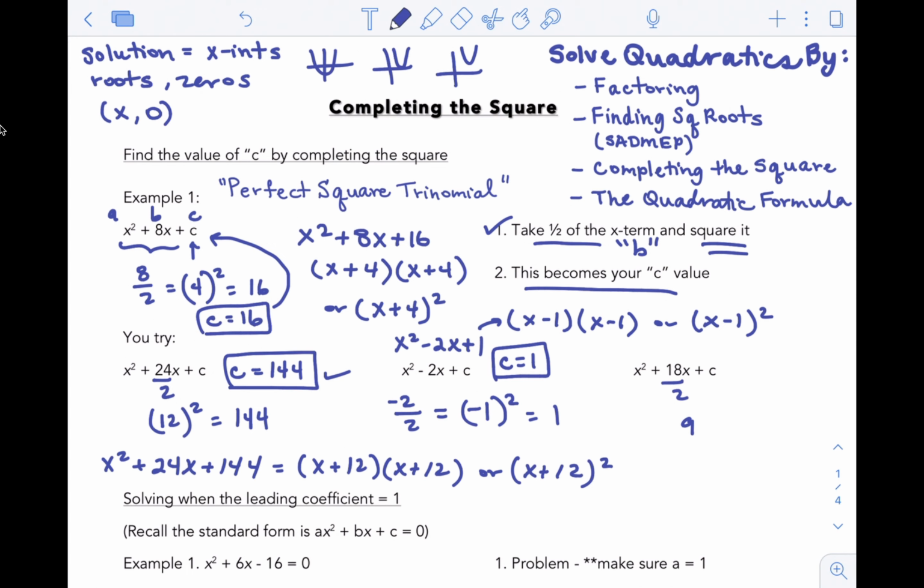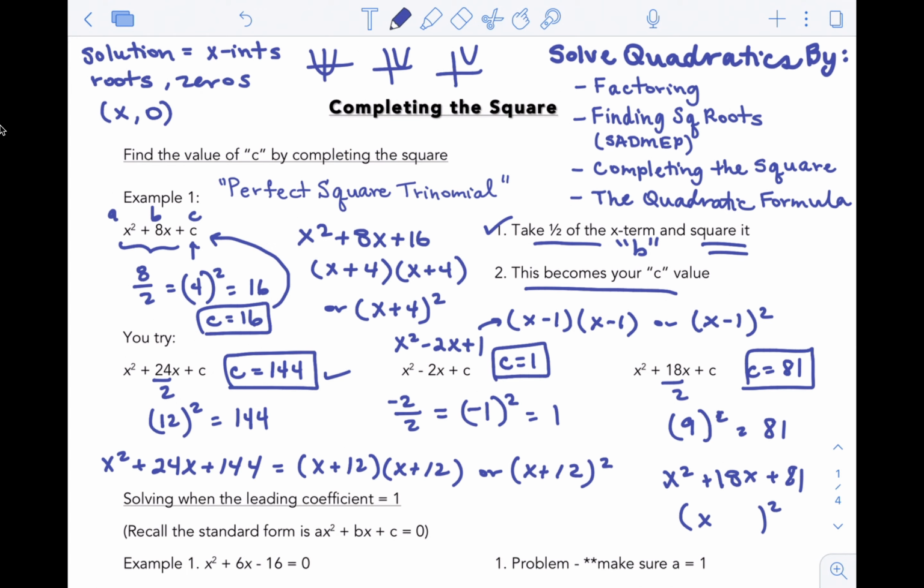18 cut in half is 9. 9 squared is 81. So c would have to be 81 in order for x squared plus 18x plus 81 to be a perfect square trinomial. Now, how is this one going to factor? Take a wild guess. By now, I'm kind of hoping that you've caught on to a pattern.